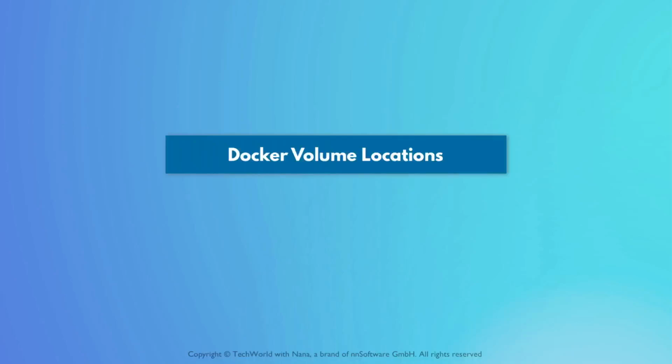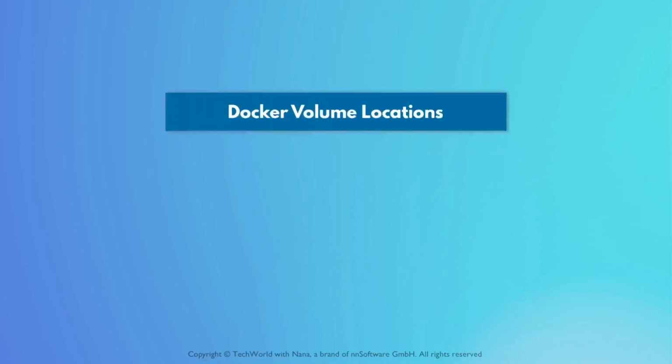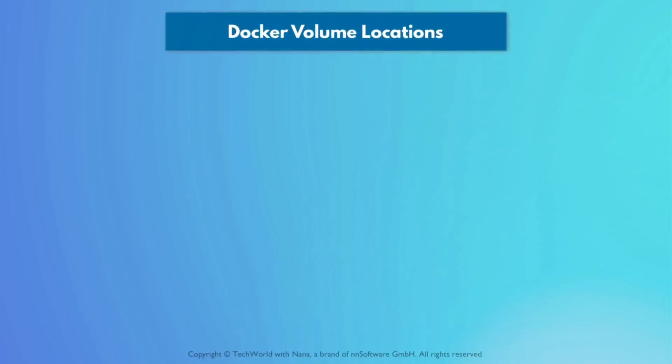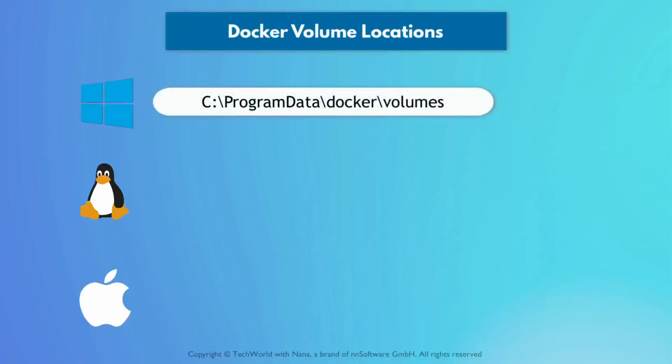So now let's see where the Docker volumes are located on our local machine. And that differs between the operating systems. For example, on a Windows computer, the path of the Docker volume will be at ProgramData/docker/volumes. The ProgramData Docker folder contains all the other container information, so you would see other folders in this Docker directory besides the volumes.